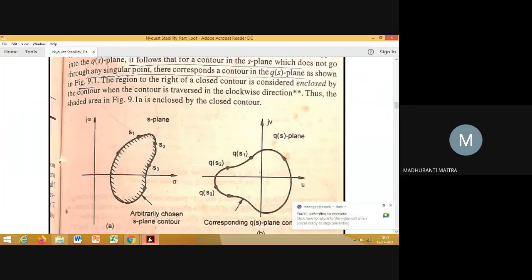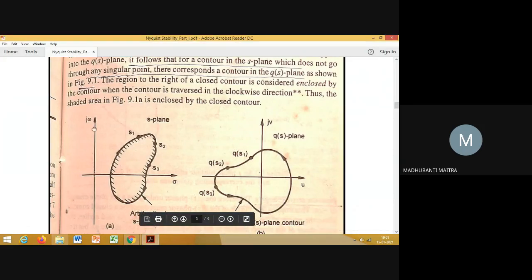So we can use any of these two conventions, but being control system engineers, in this particular class, I'll follow this particular convention. That means we shall traverse a closed contour in the clockwise direction, and we shall try to identify the region lying to the right of the contour, and hence that particular region will be said to be enclosed by this contour. Clear?